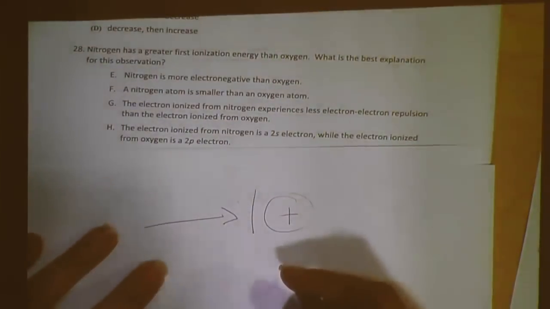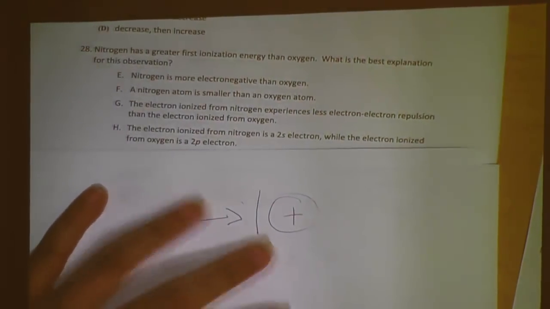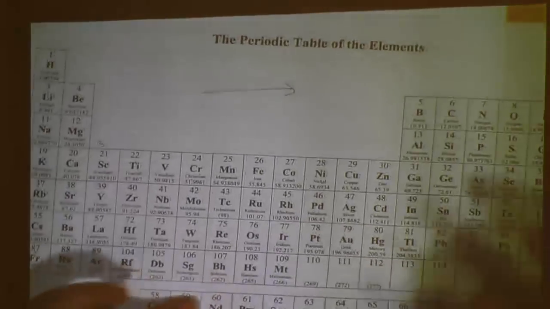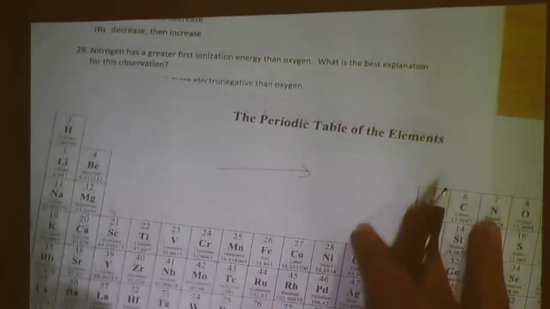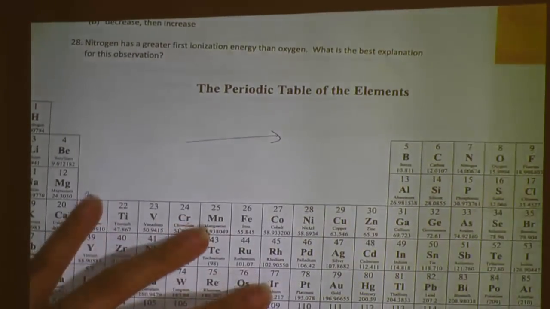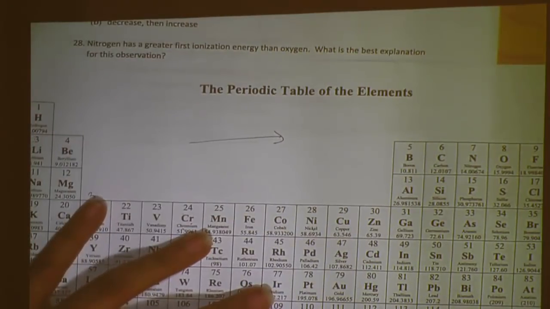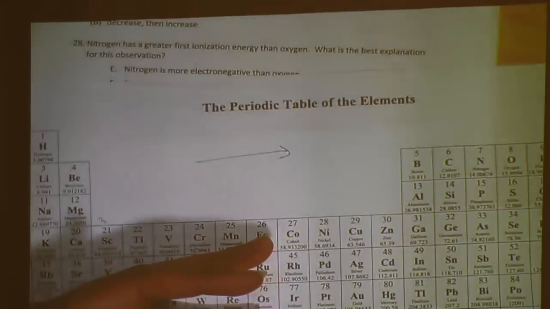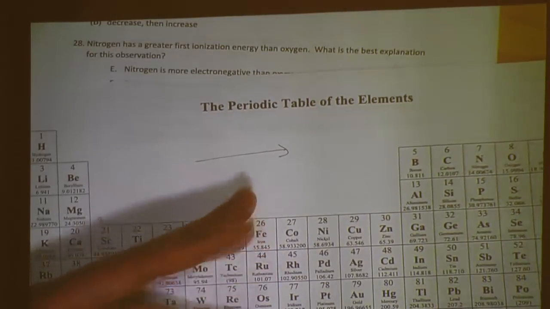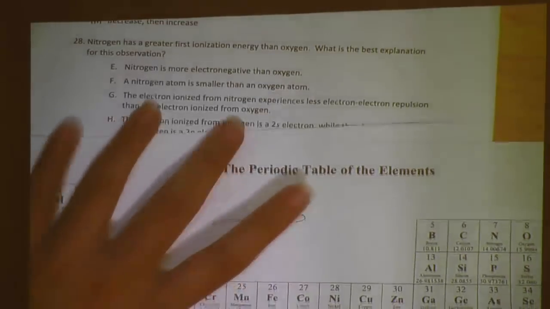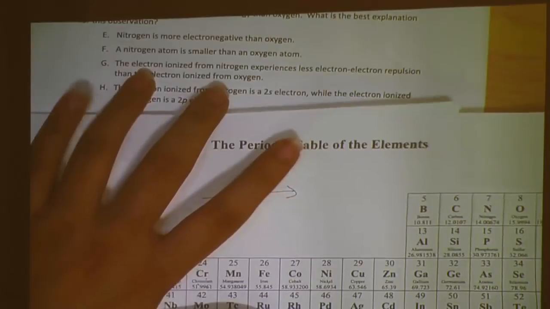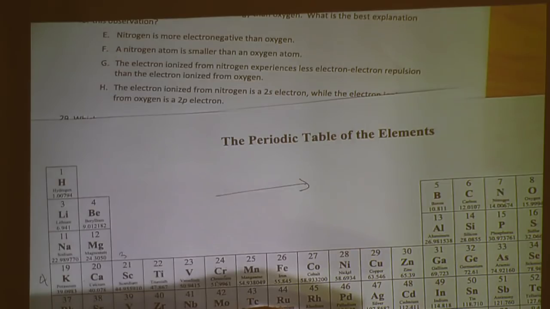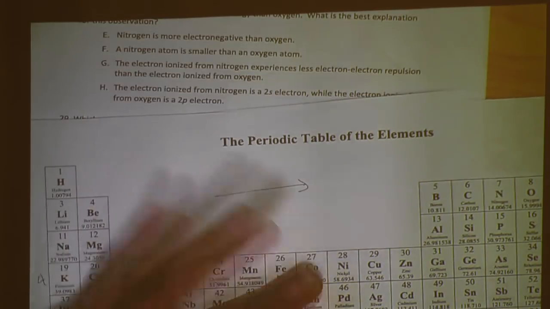28. Nitrogen has a greater first ionization energy than oxygen. What is the best explanation for this observation? The definition of ionization energy, again, is the amount of energy that is needed to lose an electron, right? So if it has a greater ionization energy, that means that it's harder to lose electrons. So why would nitrogen be harder to lose electrons than oxygen?